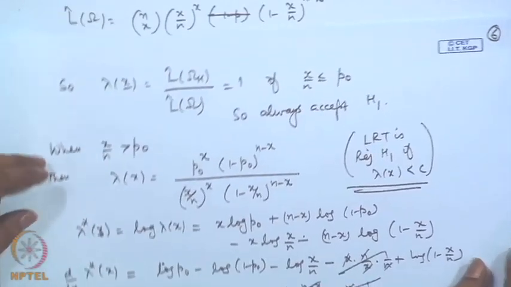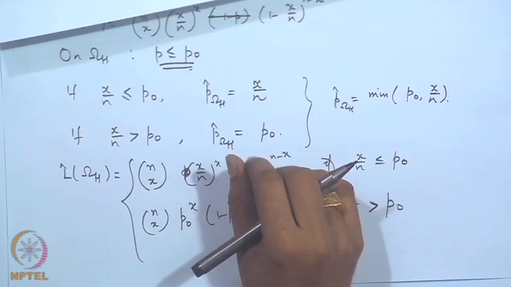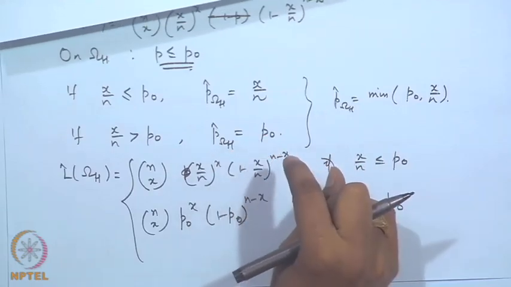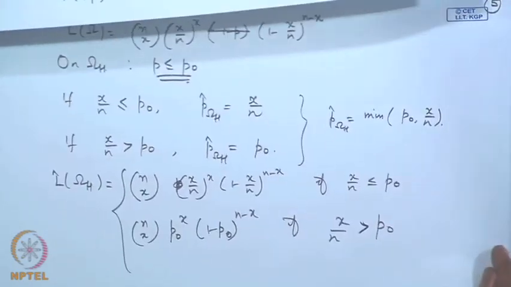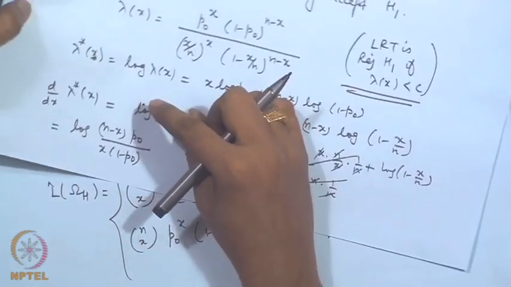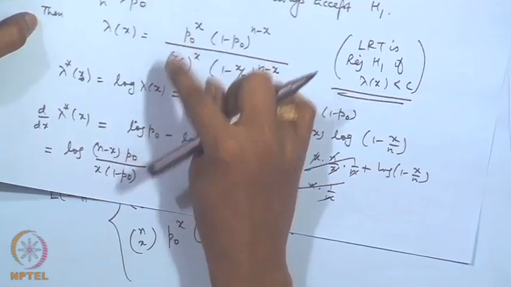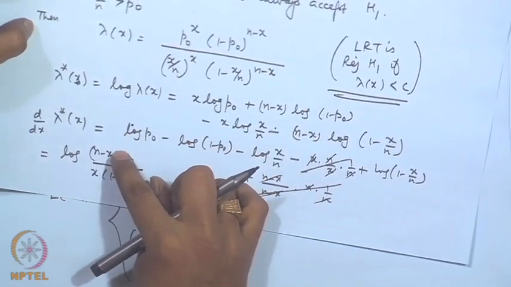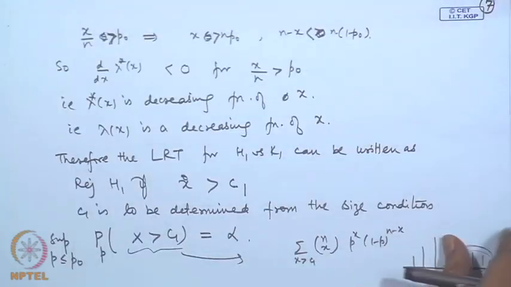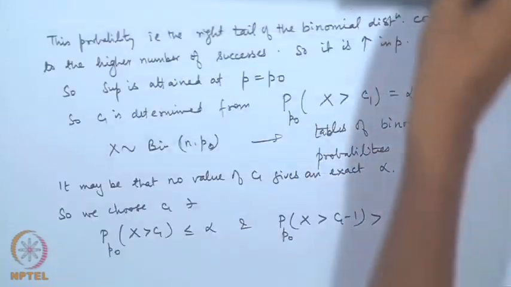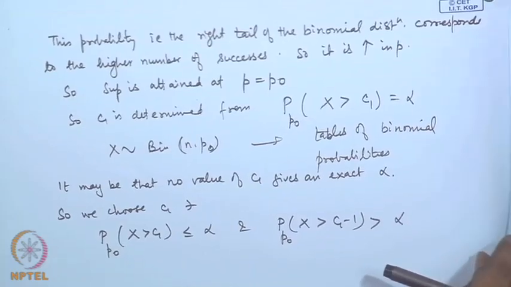One will be corresponding to x by n greater than P naught. We have already seen that in this region we are getting the function to be a decreasing function. However, if I consider x by n less than or equal to P naught, this value will become positive, and therefore, lambda star x will become an increasing function. So, let me just give the complete analysis for the two sided testing problem.